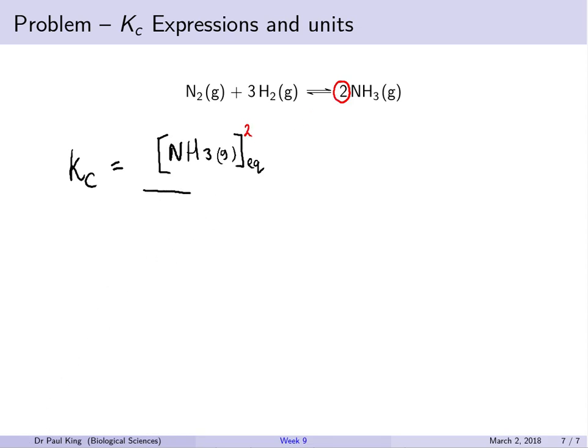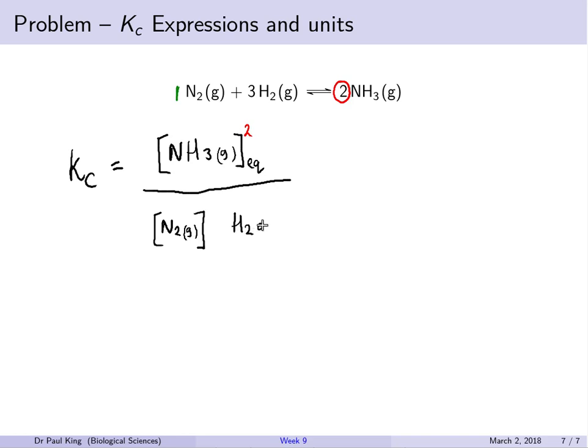Next thing we have to do is to then consider our reactants. In this case we've got N2, which is also a gas, and again we want its concentration. And the power to which we're going to raise it is the number that occurs in this stoichiometric equation, which in this case is simply a 1. It's not explicitly put in, and so I'm not going to bother to put it in here. That's assumed.